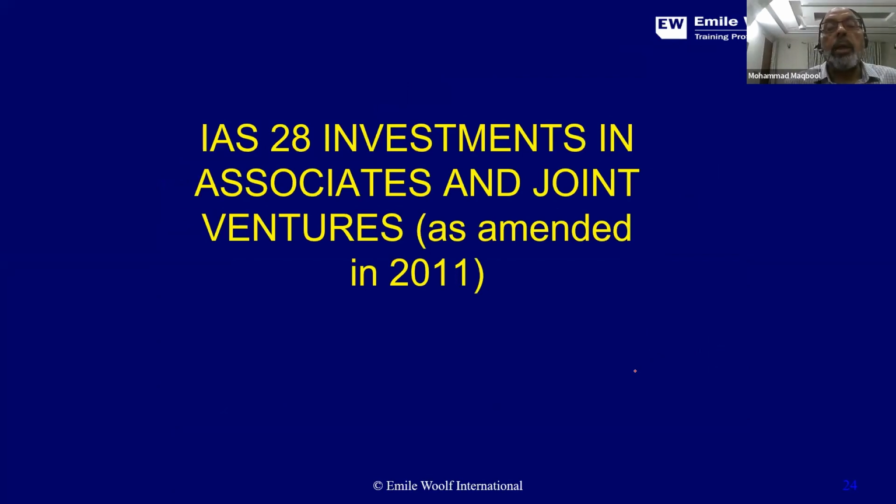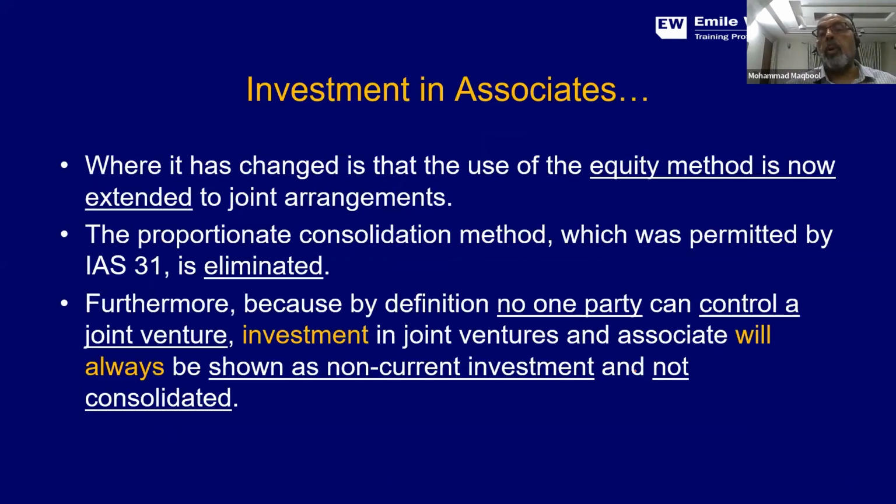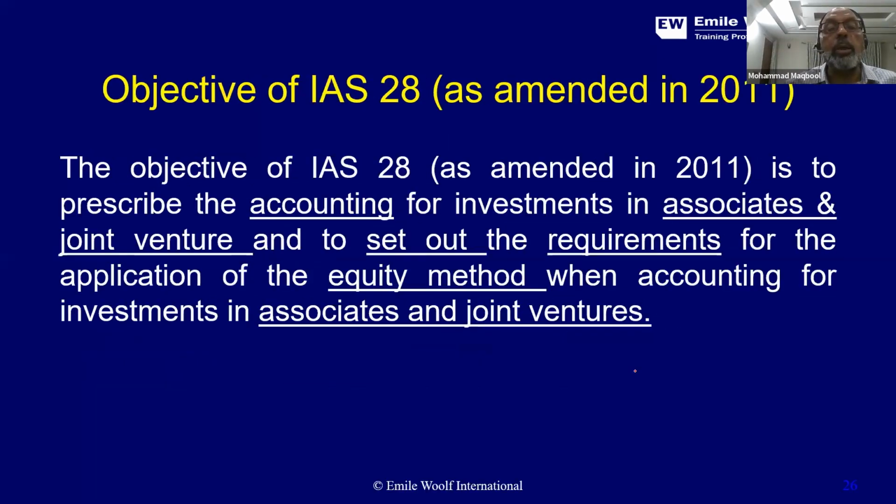Right. Then IAS 28, we deal with the associates and joint venture. Earlier, we had two different standards, IAS 28 for the associate and IAS 31 for the joint venture. Now they have brought everything to one place, which is the IAS 28, both investment in joint venture and investment in associate, for both we have to apply the equity method, all right?